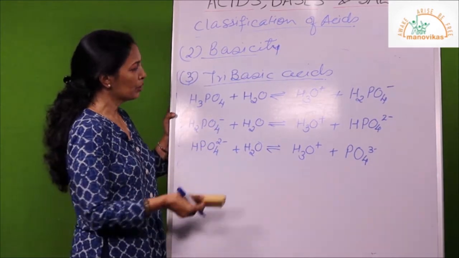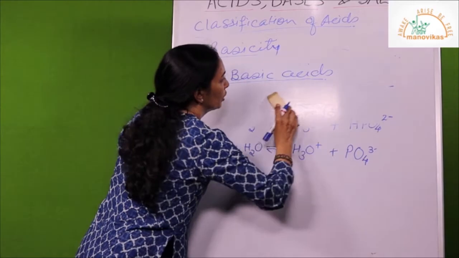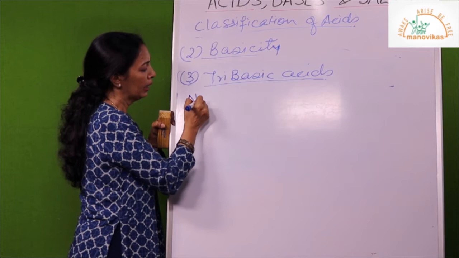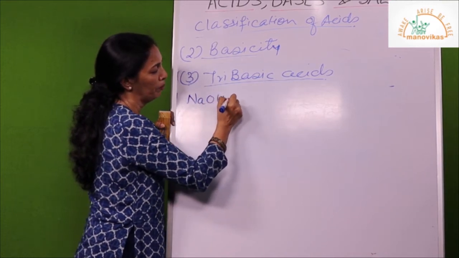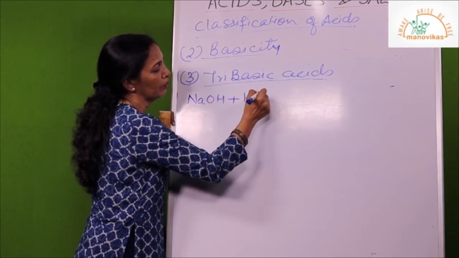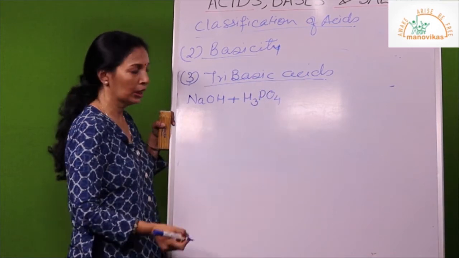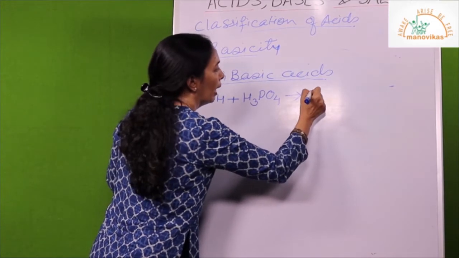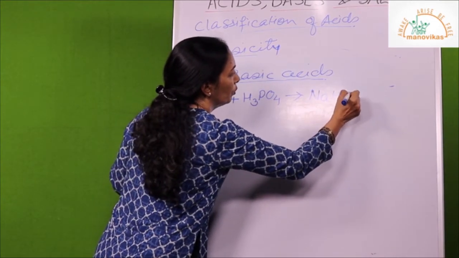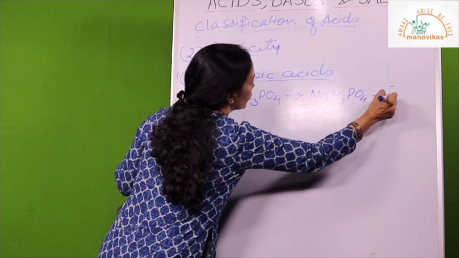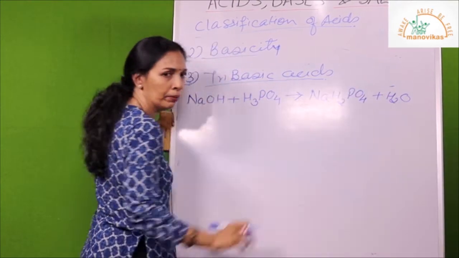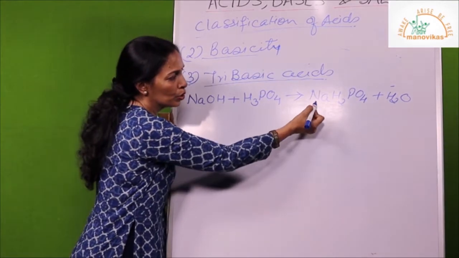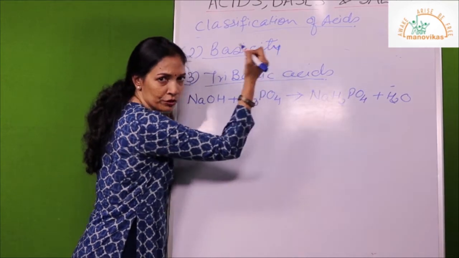So I will write the equations once again. I will rub this off. You remember this. Again we will take NaOH plus H3PO4. This NaOH and H3PO4 will give you NaH2PO4 plus H2O. This is neutralization, so salt and water will be formed. The hydronium ion will become water. This salt is called sodium dihydrogen phosphate.